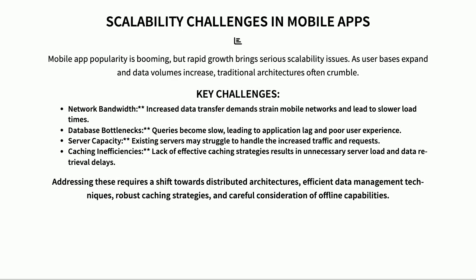Then you've got database bottlenecks. When the database gets overloaded with requests, the app can start to feel sluggish. Server capacity becomes a problem too. Your existing servers might not be able to handle all those users hitting them simultaneously. And finally, if you're not smart about caching data, you'll be constantly asking the server for things that could have been stored locally on the phone, again causing delays. Overcoming these issues often means moving towards more sophisticated solutions and careful planning from the start.